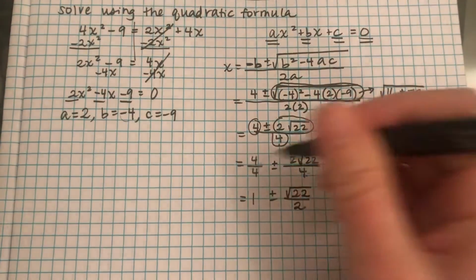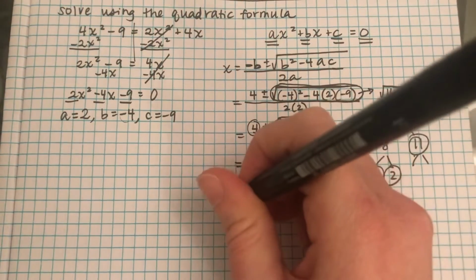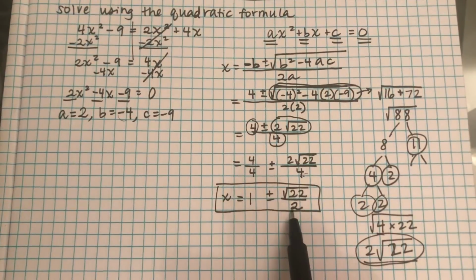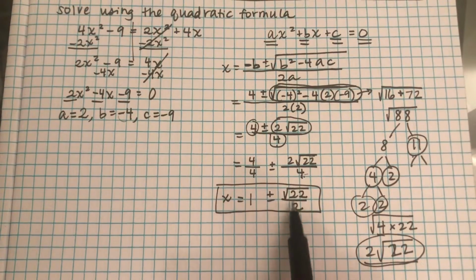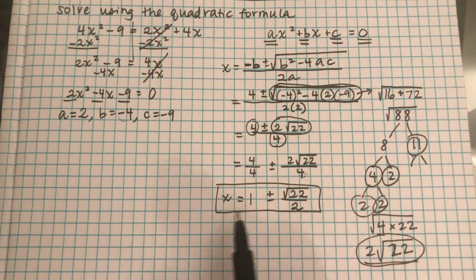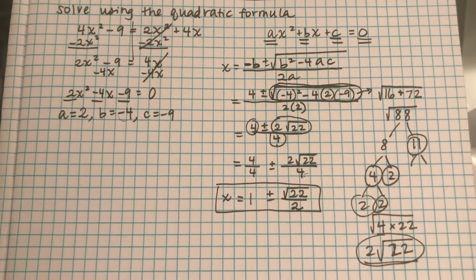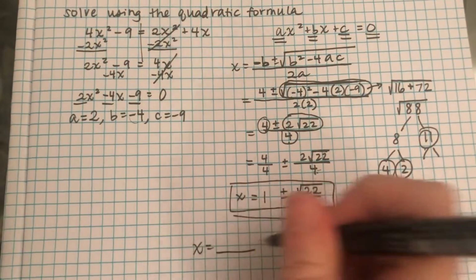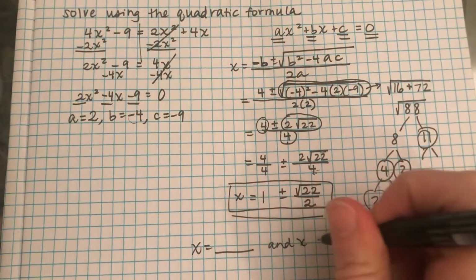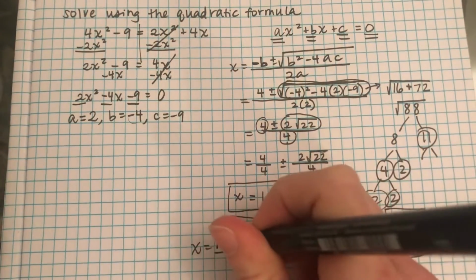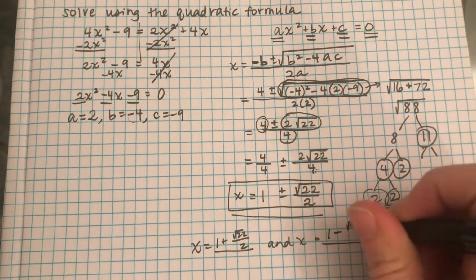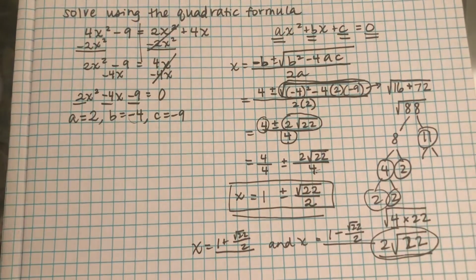All right, you could leave your answer this way. That would be fine. You could split it apart, 1 plus root 22 over 2 and 1 minus root 22 over 2. Or you could even type it into the calculator, but honestly, this is acceptable unless they had like 2 separate blanks for you to write your answer in. Then you would want to write 1 plus root 22 over 2 and 1 minus root 22 over 2. And that would be good. And that's all. That's your answer.